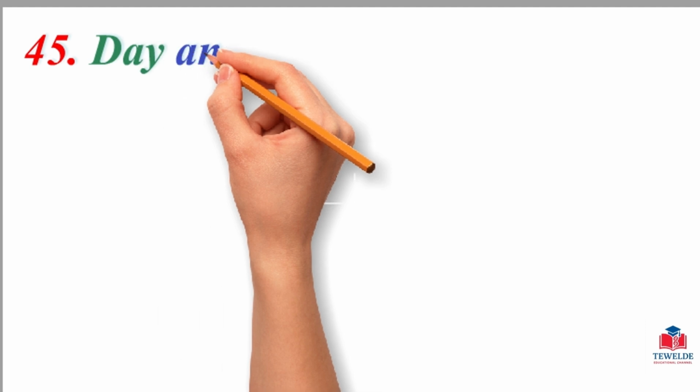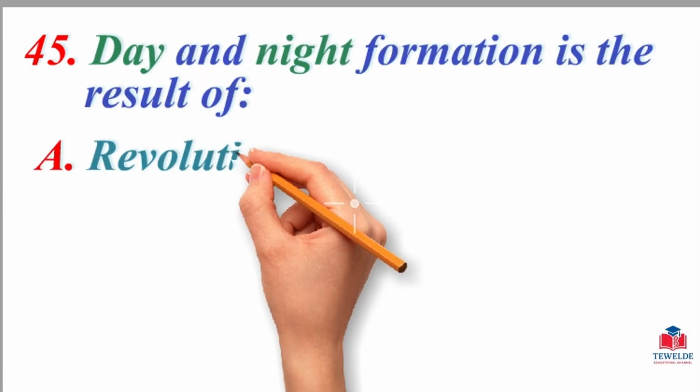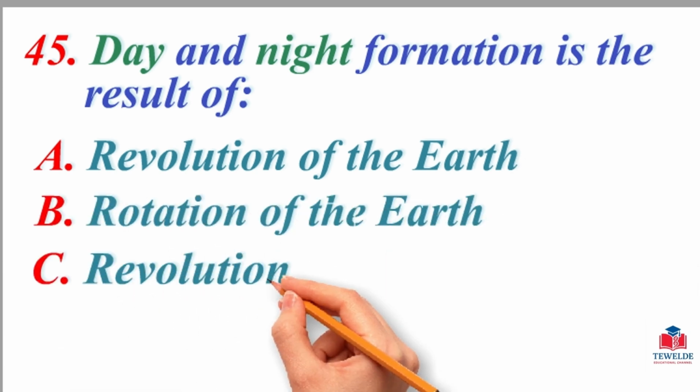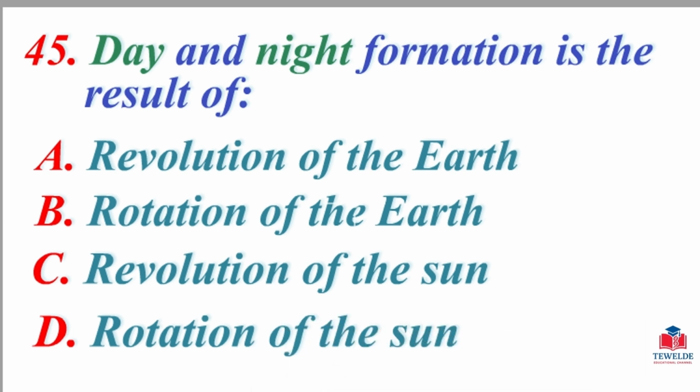Question number 45. Day and night formation is the result of A. Revolution of the Earth. B. Rotation of the Earth. C. Revolution of the Sun. D. Rotation of the Sun.